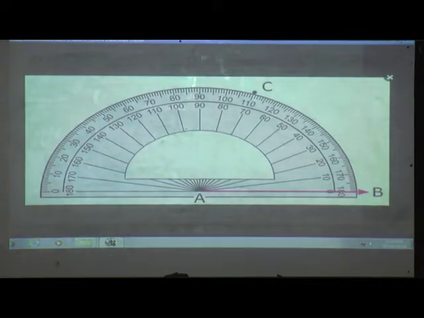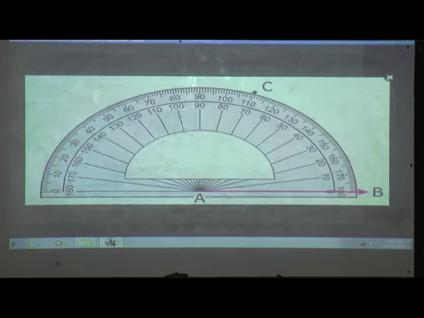Now place the baseline of the protractor on ray AB, with its center on A. Note that AB meets the 0 degree point on the baseline along the inner scale. Here it is 0 degree and here it is ray AB.